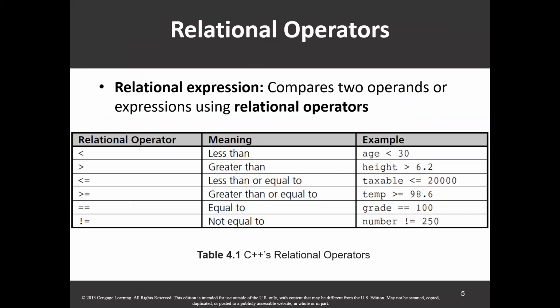Okay, the last thing I'm going to mention for you today is what is the relational expression. It is the comparison between two operands or expressions. This one is less than. For example, if age less than 30, assuming I have a variable named age, I compare it with 30. This is greater than, bigger than. This is less than or equal, greater than or equal. Temperature, for example, bigger than something. Equal to. It is really important that you understand what this equal means.